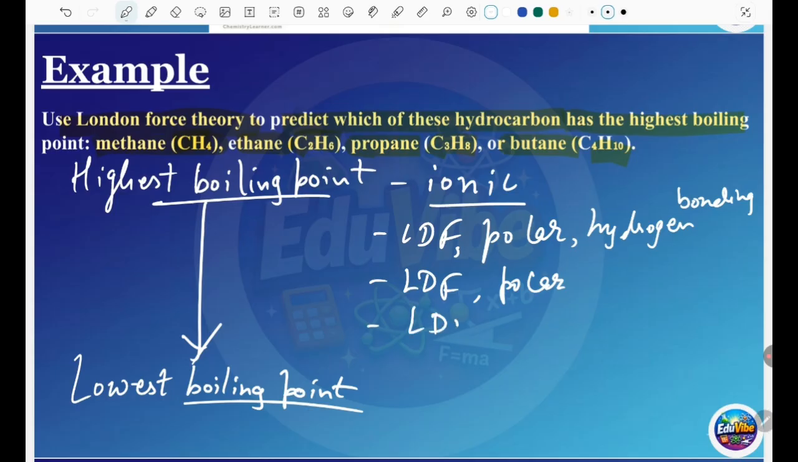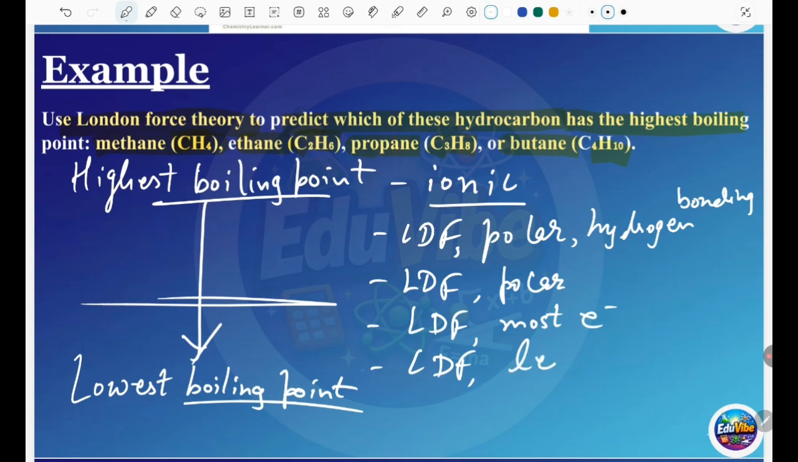If we have LDF and the highest number of electrons, we get a moderate boiling point, not the highest, but not the lowest either. And last, if we have LDF and the least number of electrons, we have the lowest boiling point. If you know this table, you can solve this type of question easily when talking about boiling points. Boiling point is frequently asked.